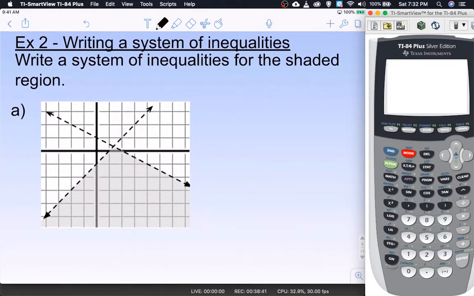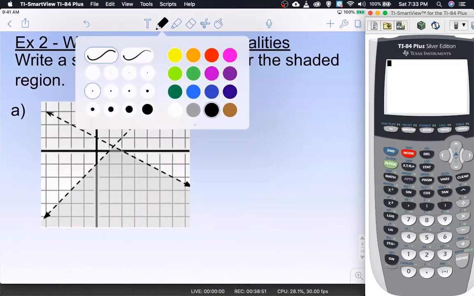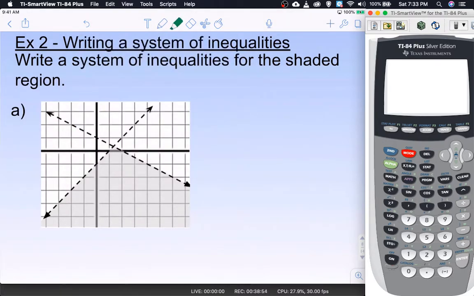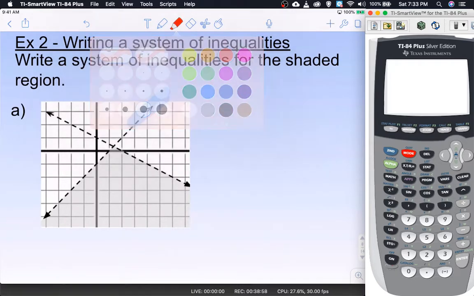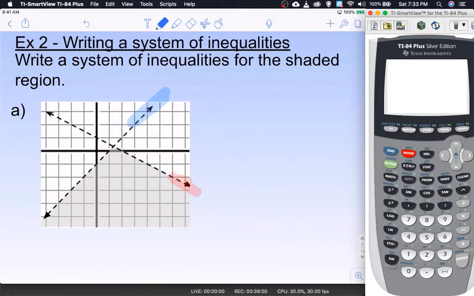Now, the other thing we should be able to do is kind of the reverse of this. Given a system of inequalities, we should be able to write the equations or the inequalities that match it. So I'm going to call this the blue line, and I'm going to call this the red line. That way we're all talking the same language.